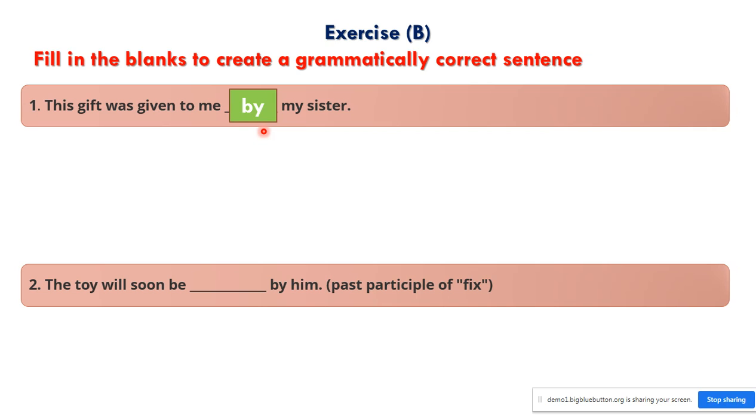The second sentence: the toy will soon be blank by him. Again, you should recognize that this example is a passive sentence since it calls for the past participle. We have will followed by be, and what is missing here? The past participle. Which verb? The verb is fix. And at the end of the sentence we have by followed by an object pronoun, which is him. So the past participle of fix is the same as the simple past. It's fixed.